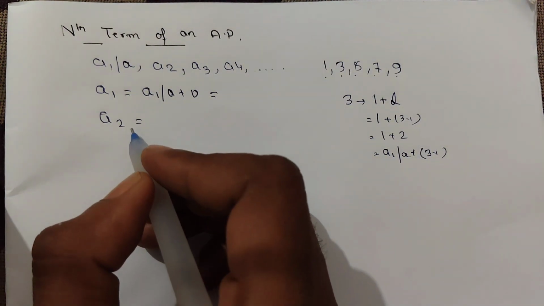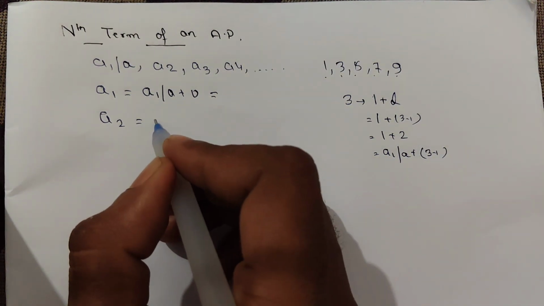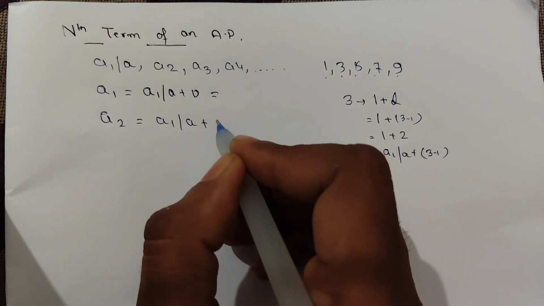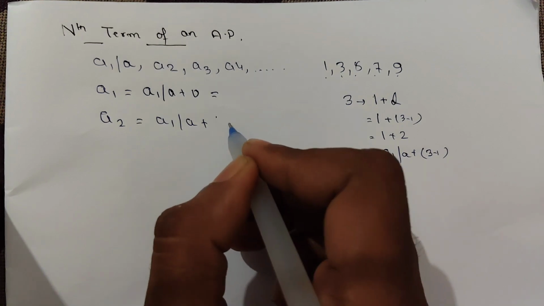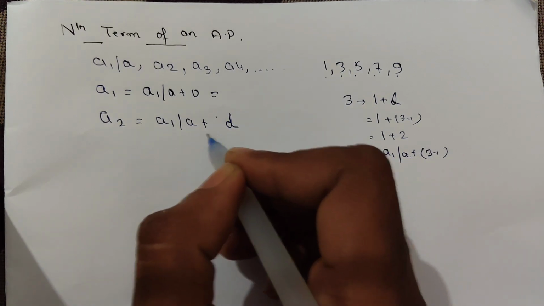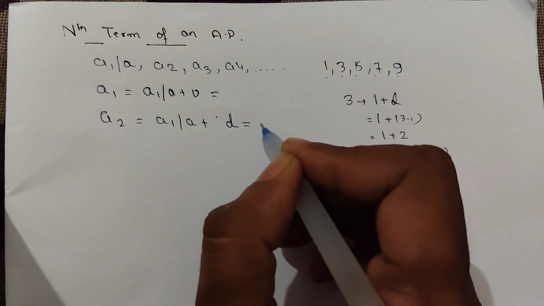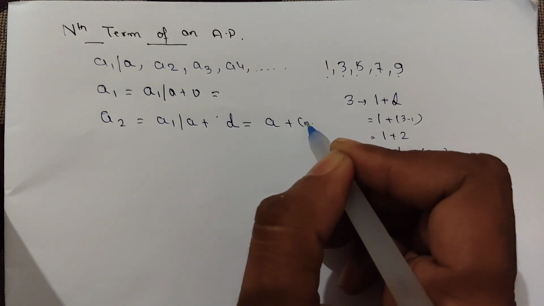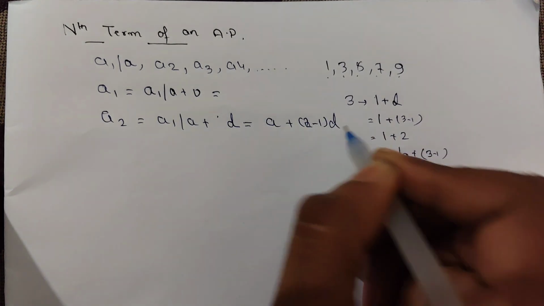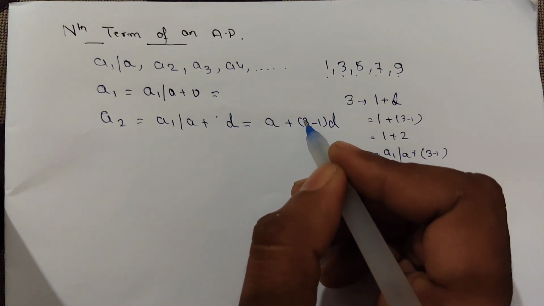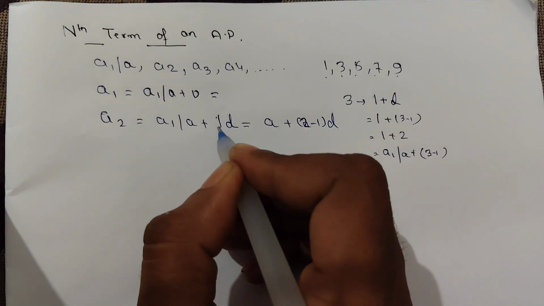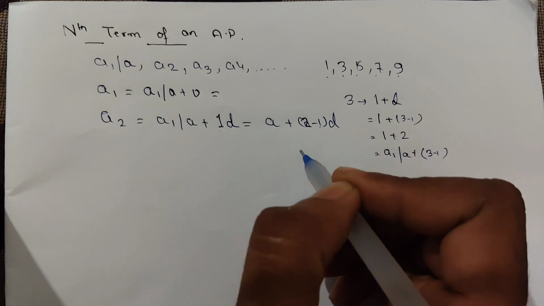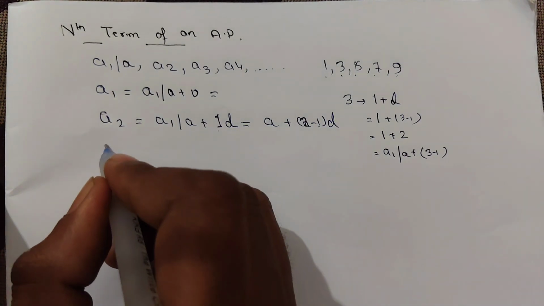Now A2. How to get A2, sir? A2 is A1, or we can write A, plus D. So can I write it as A plus (2 minus 1)D? Why are you writing 2 minus 1 here? Because here there is 1 before it. Yes, sir. So 2 minus 1. Why shouldn't we write 3 minus 2, which is also 1? Everything will be clear. Wait.